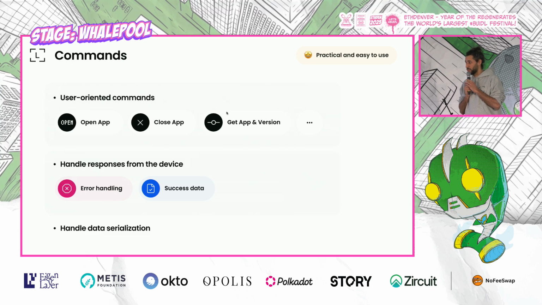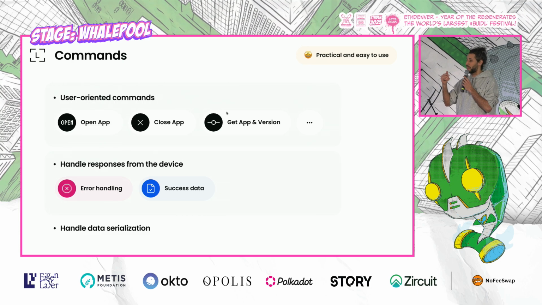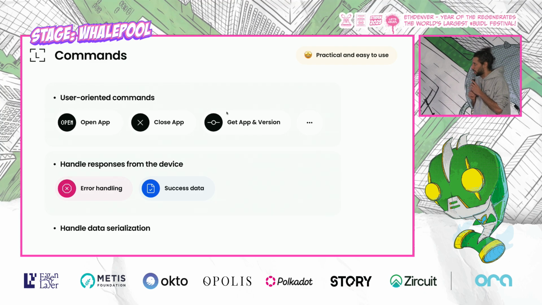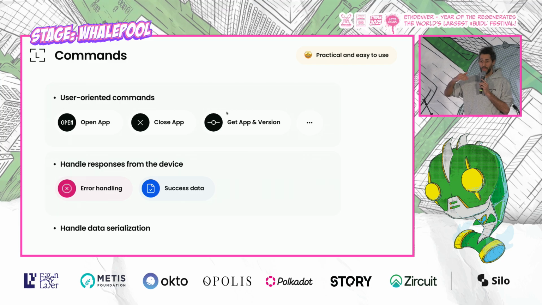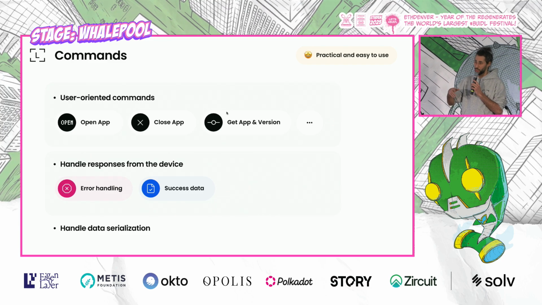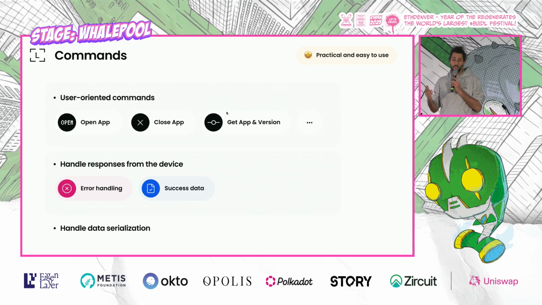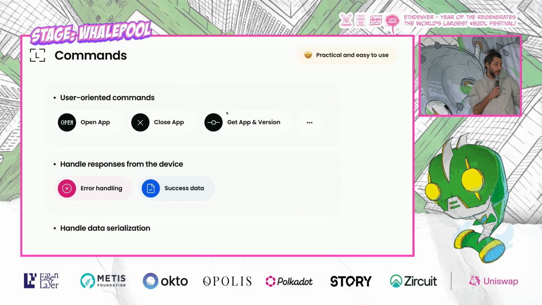Then we actually built, so when you're communicating with a device, you need to send application protocol data units, APDUs, which is quite cumbersome. It's buffers of data that you're sending. So we wrap those into higher level primitives called commands, where you can actually go open an app, close an app, get an app version, those kind of things, which just makes it much easier for you to code, and it's very simple code. I've got a code sample right after this.